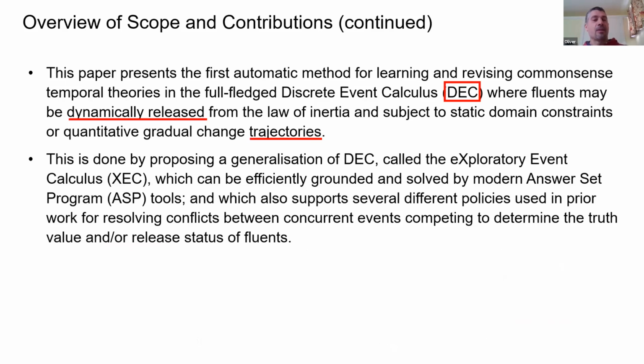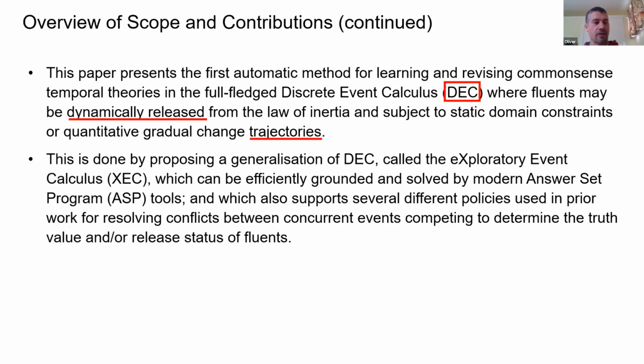So there was a lot of work before the canonical formalization of the discrete event calculus, where these different conflicts had different policies to resolve them. For example, if you have simultaneous attempts to initiate and terminate, you could use that to enforce a non-deterministic choice, and that was common in the past.